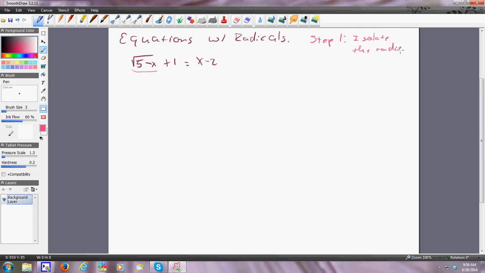And that's going to be super easy to do because all we have to do is subtract 1 from both sides. So I have radical 5 minus x is equal to x minus 3. Once I've done that, I need to get rid of the radical sign. So step 2 is square both sides.